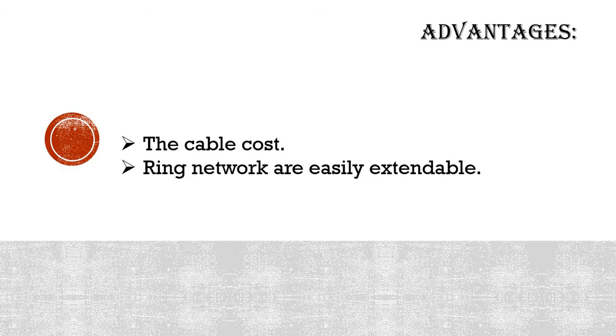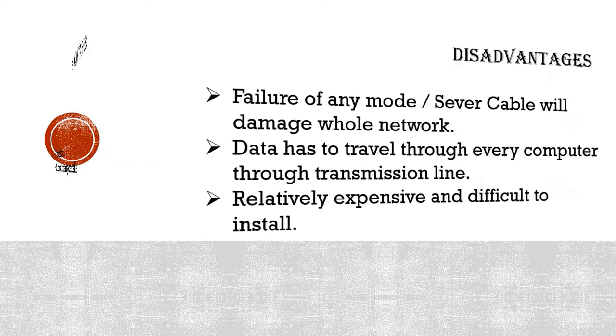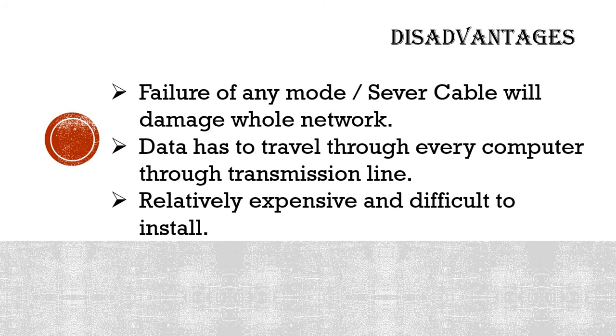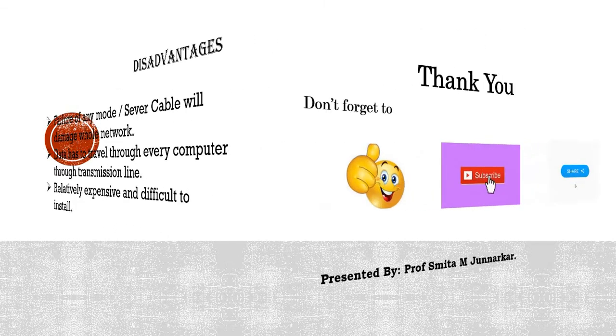Advantages: cable cost. Ring networks are very easily extendable. Disadvantages: failure of any node or server cable will damage the whole network. Data has to travel through every computer through the transmission line, relatively expensive and difficult to install.